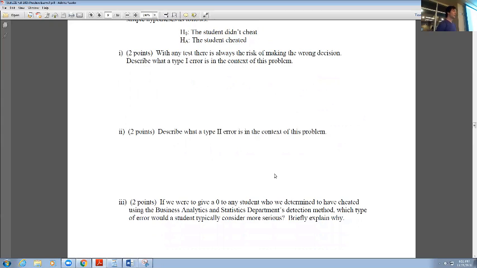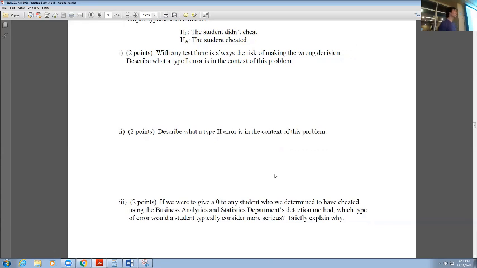Type 2 error. So type 1 would be worse. There's a lot of ways to phrase this question, but a type 1 would be worse because you didn't cheat and they say that you did. And in type 2, you did cheat and they say you didn't. So from a lot of students' perspective, they'd rather cheat and not get caught than not cheat and get caught for cheating. Does that make sense?